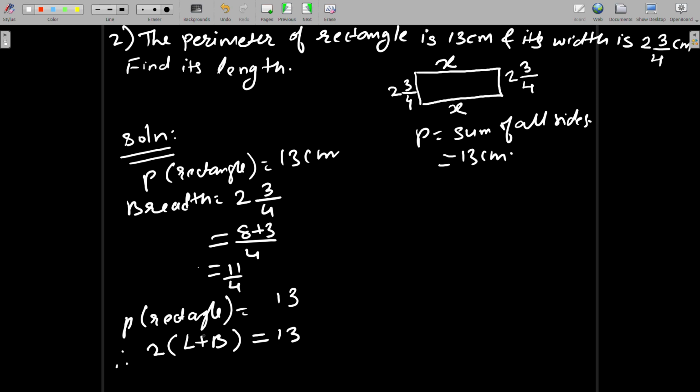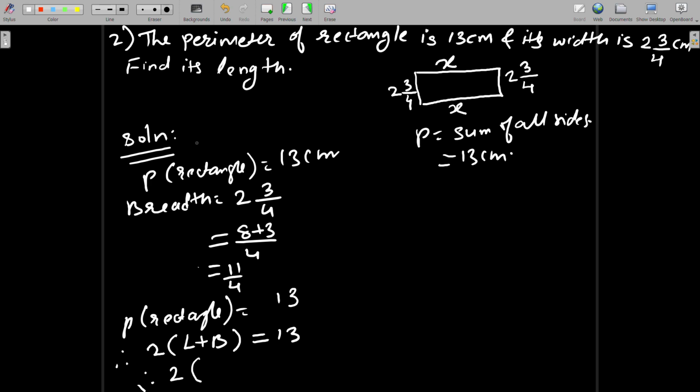So that is the formula I am writing here, because the formula of a rectangle to find the perimeter is 2 into (length plus breadth). Therefore, now here 2 into, what is the length here? Do we know the length? We don't know the length.